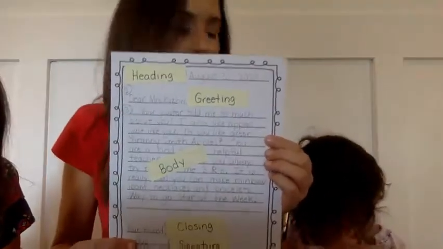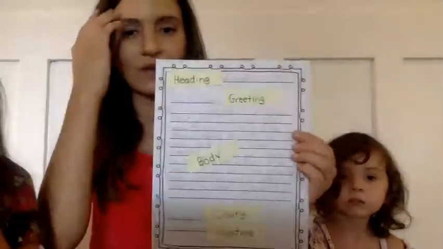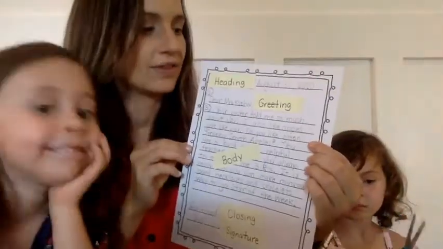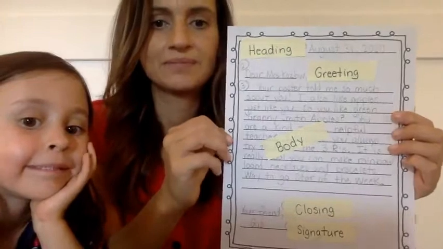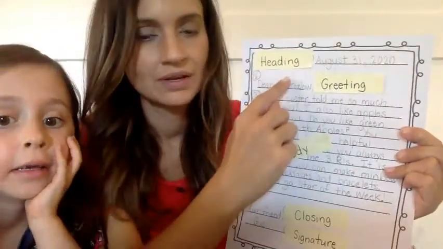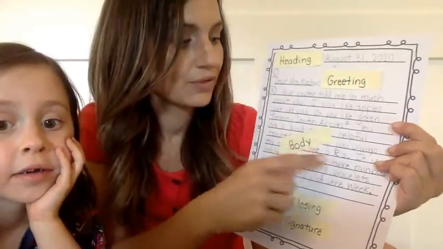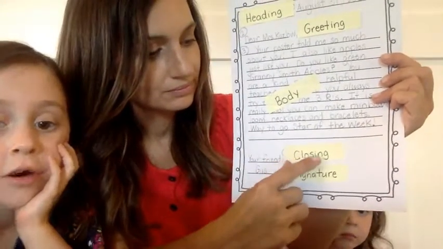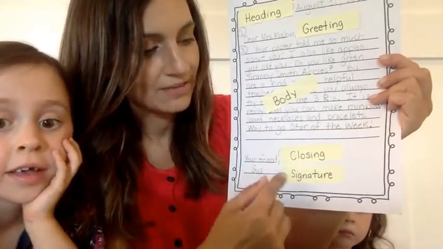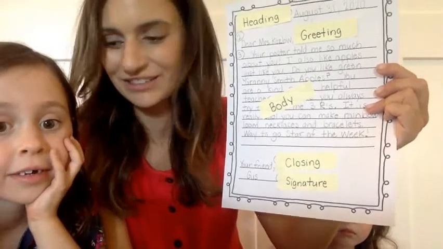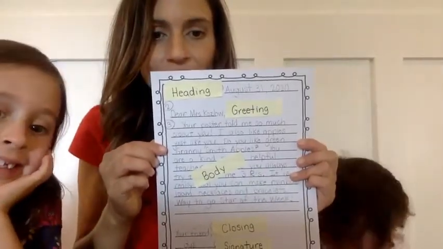Okay, Leah, can you say it with me? We're going to do the 5 different parts of this letter. Okay, number 1 is the heading. Number 2 is the greeting. Number 3, body. Number 4, closing. And number 5, signature. Very good. 5 parts of a letter. And that's the order that it goes in.